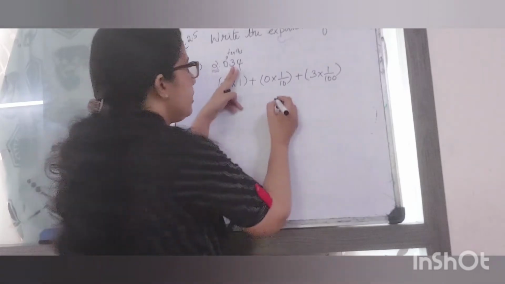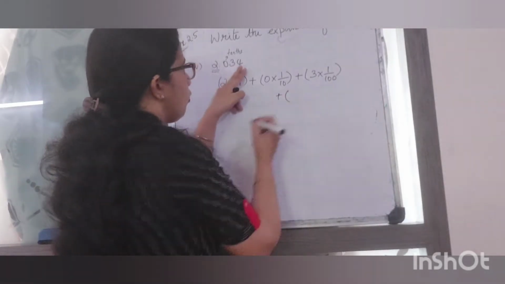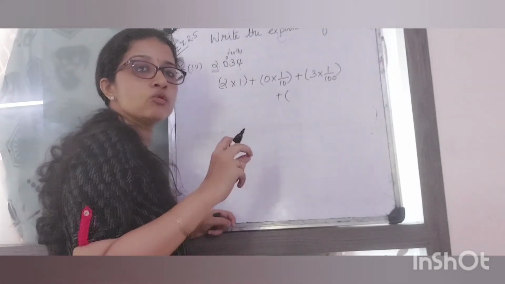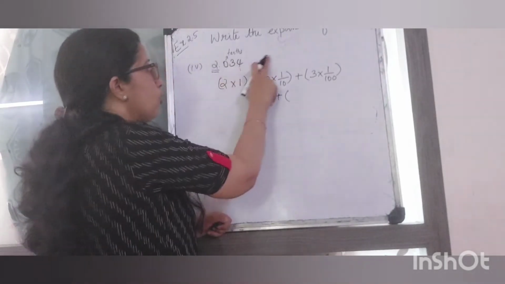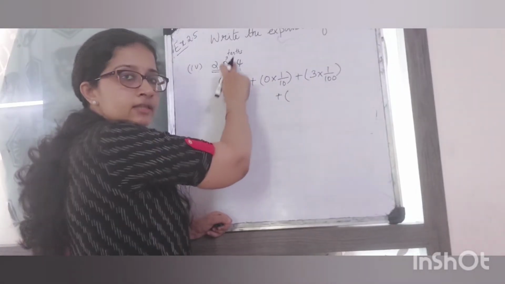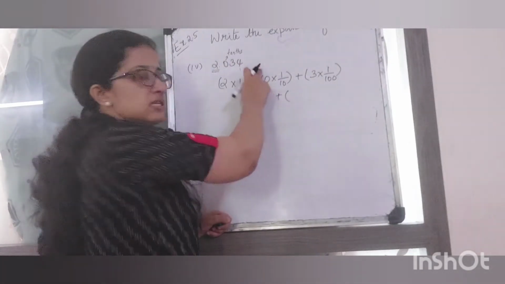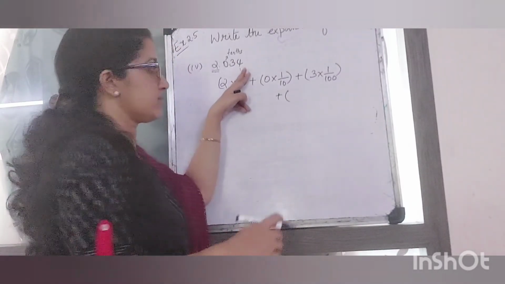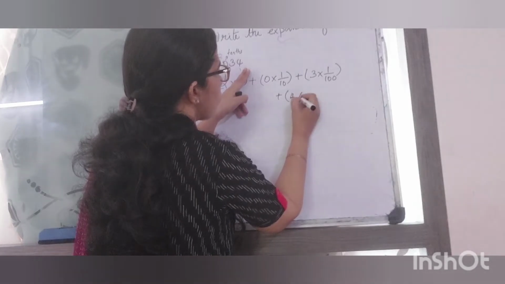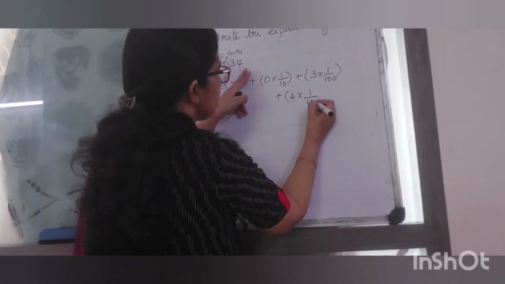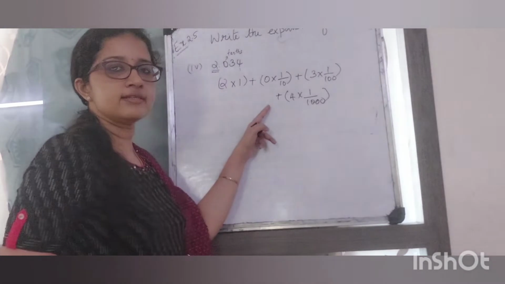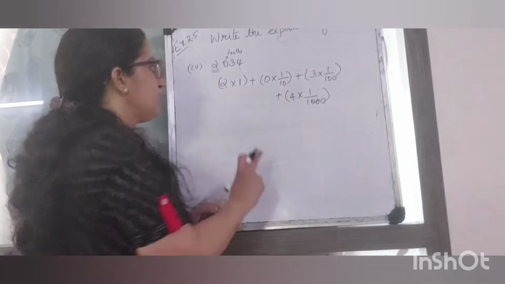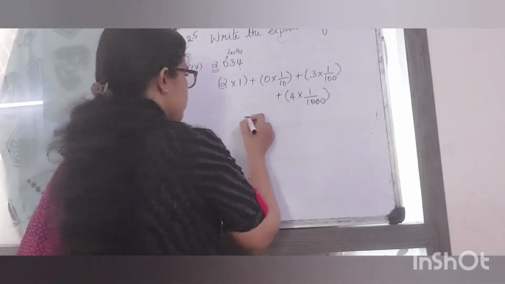Plus, 4 is in which place? It is in the thousandths place. So it will go on like this: tenths, hundredths, thousandths, ten-thousandths. So 4 is in the thousandths place. How can we write it? It's 4 into 1 by 1000. Okay, this is the expanded form. Clear about this? Okay, now let's move on to the next question.